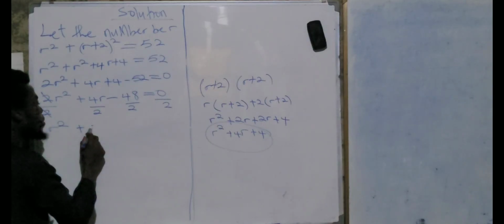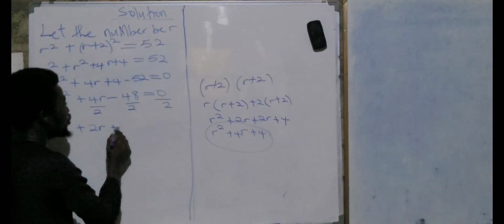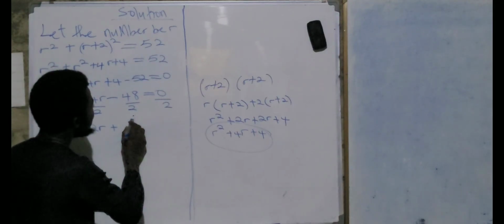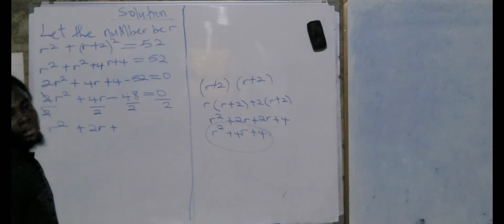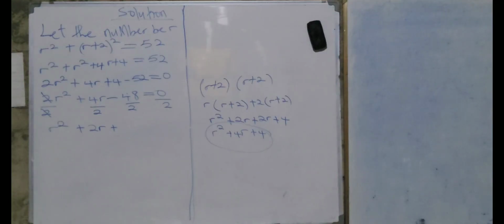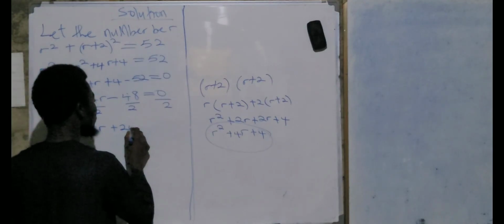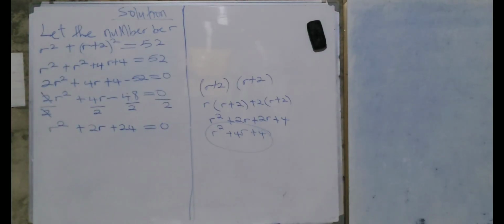Plus 4 divided by 2 gives you 2R. Plus now 48 divided by 2 gives you what? 2 into 48, how many times? Just do the calculation. It's 24. So here you have R square plus 2R plus 24 equal to 0. You now have a simplified quadratic equation.